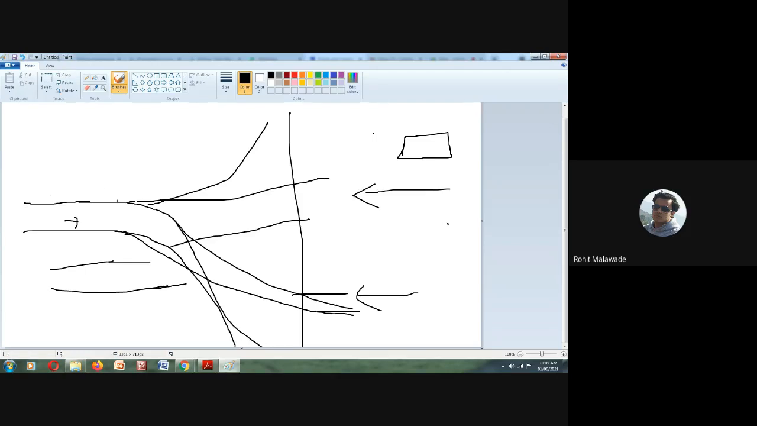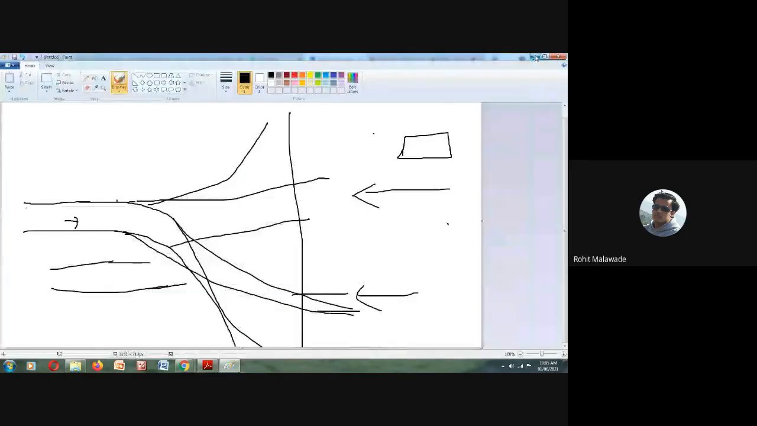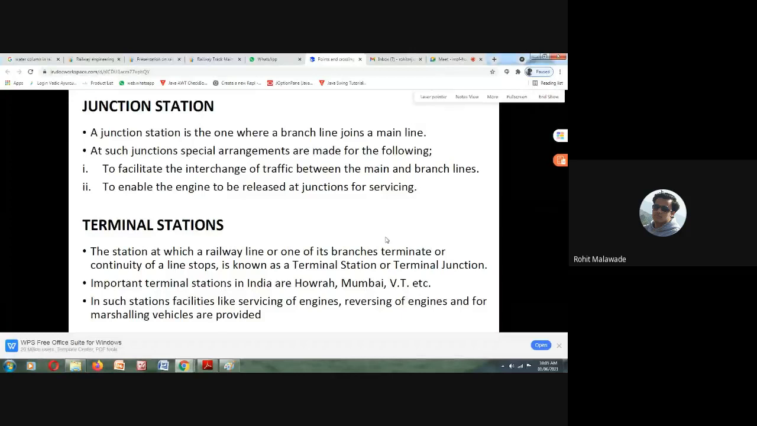That is the reason why normally we will be halting near your junction station, normally near your Hubli or near your Belgaum, near your Londa station. Normally, we will be waiting for a certain amount of time. So this is how the station is going to be important, right? They are going to facilitate the interchange of traffic between the main and the branch lines.